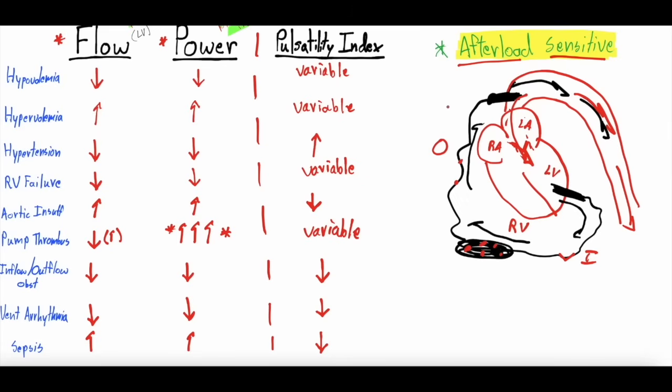So these are flow and power changes, with some pulsatility index shoutouts, compared to the pathophysiology occurring.